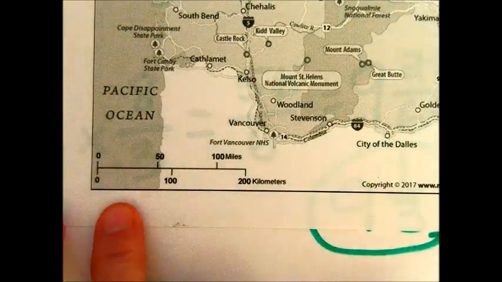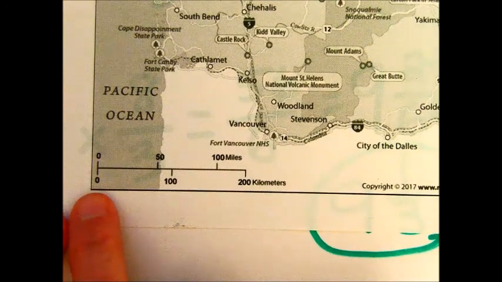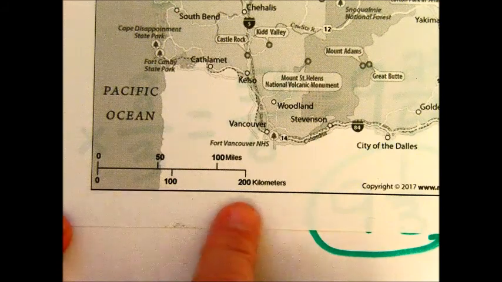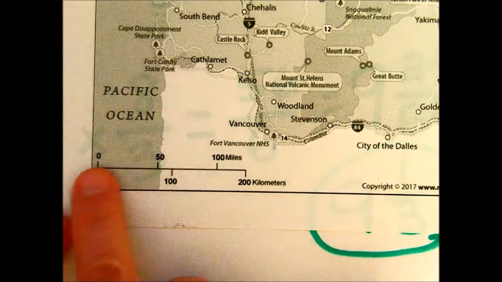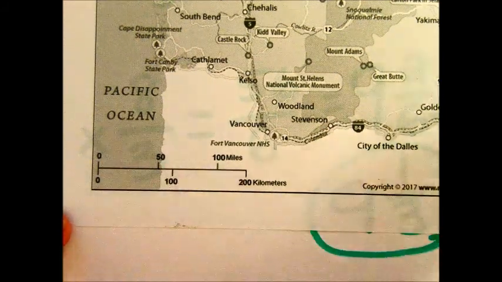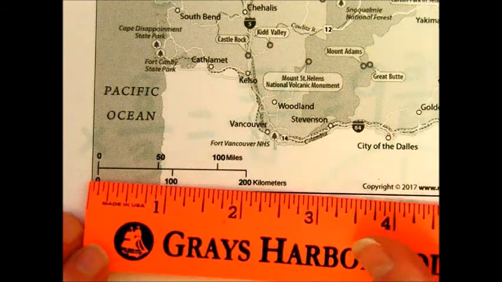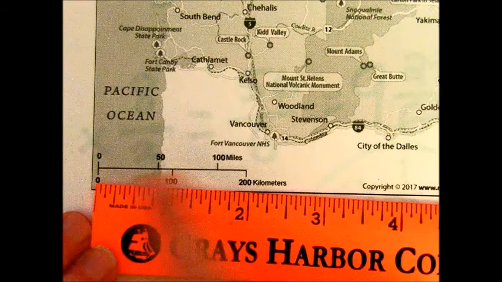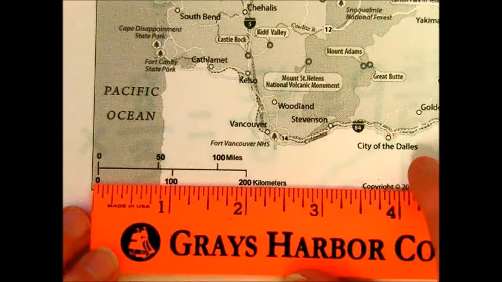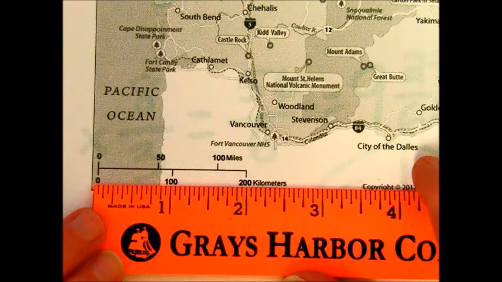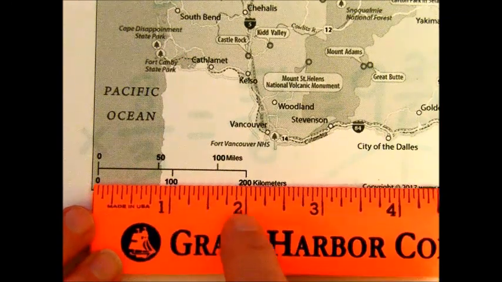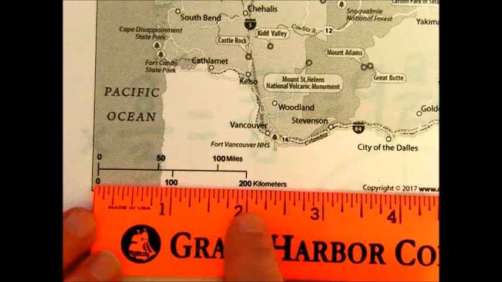Now, we've got a line with some tick marks. The bottom is in kilometers. The top is in miles. And if I bring my ruler to where the 0 is to mark it off, you can see that 100 kilometers is on the inch, and the 2 inches is on the 200 kilometers.